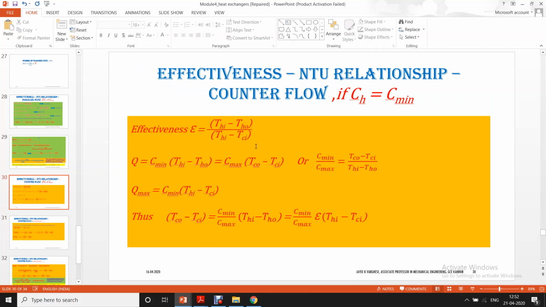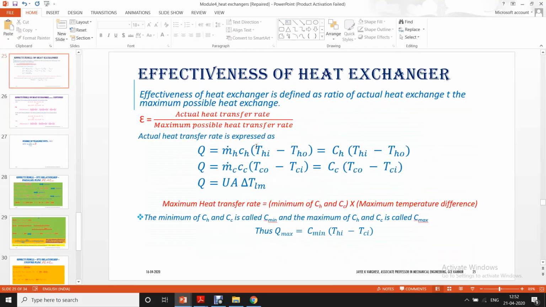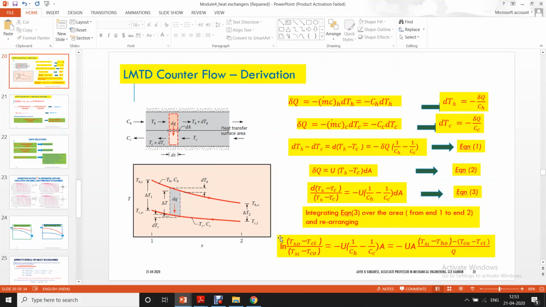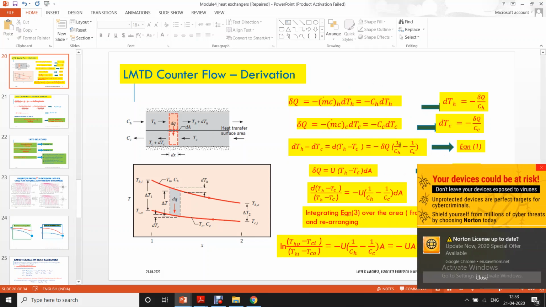Okay, let's also go back to a previous slide. In this one, we had seen a relation like this. Logarithm of THO minus TCI divided by THI minus TCO is equal to minus U into 1 by CH minus 1 by CC into area. This relationship was obtained as an interim result during the derivation of LMTD for counterflow. Either you have to learn this relationship by heart, or you just obtain this relationship by deriving it.